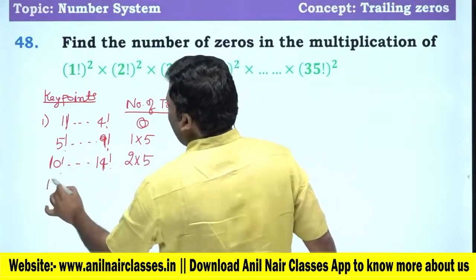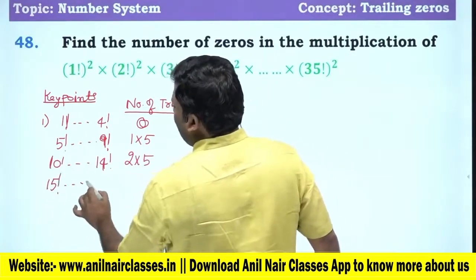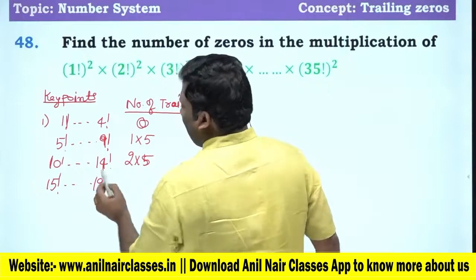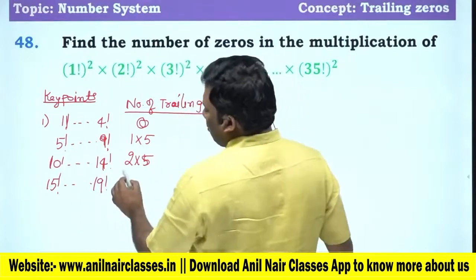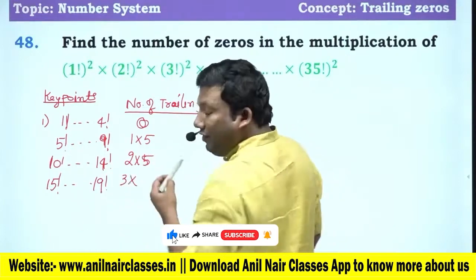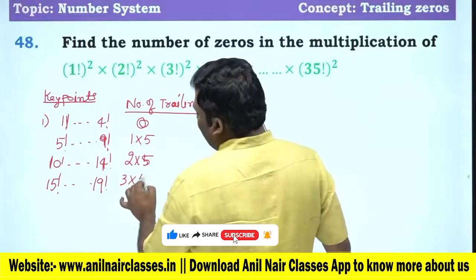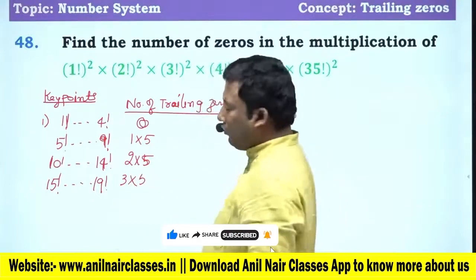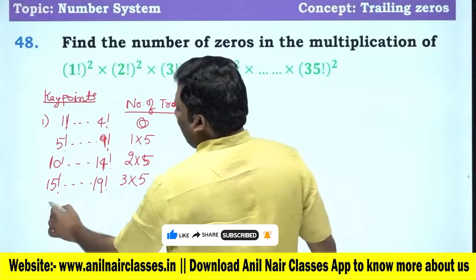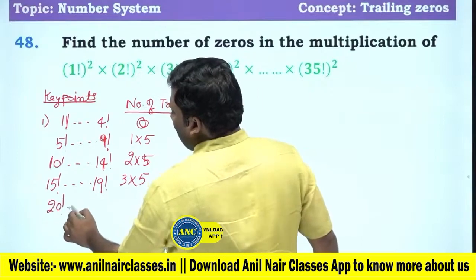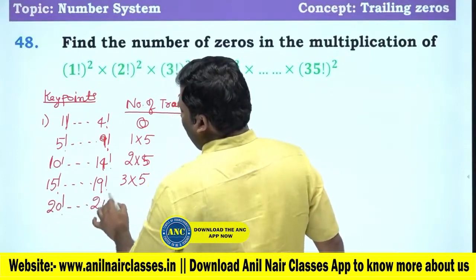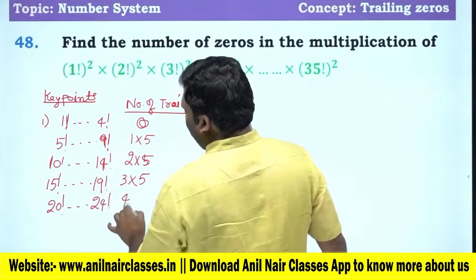2 into 5. 15 factorial till 19 factorial: 5 threes are 15, so the number of trailing zeros for every number will be 3. 5 numbers are there, so it is 3 into 5. 20 factorial till 24 factorial, it is 4 into 5.